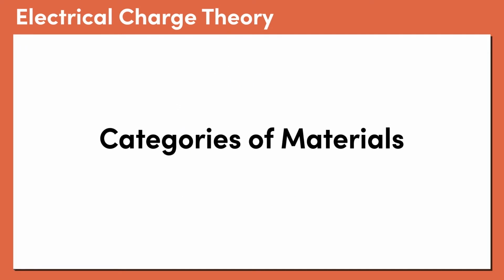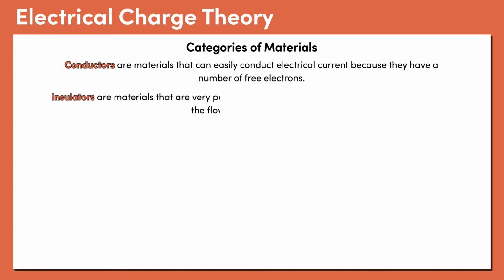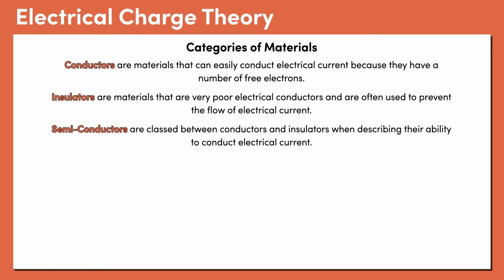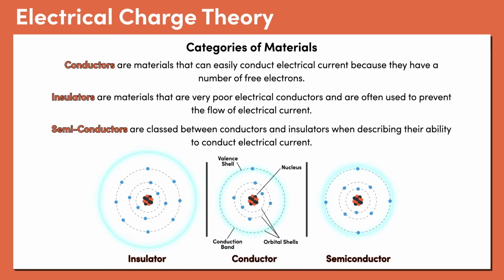Categories of materials. Because of the different number of electrons that can occupy the valence band, we can arrive at different categories of materials. We have conductors, insulators, and semiconductors. Conductors are materials where there are electrons that can drift in the presence of an electric field through the material. So, they only have 1 to 3 electrons in the valence shell, and those electrons are not tightly bound to the nucleus and can easily break free.